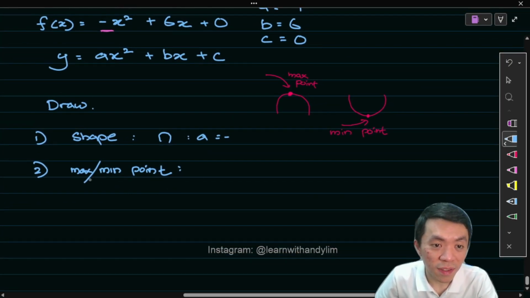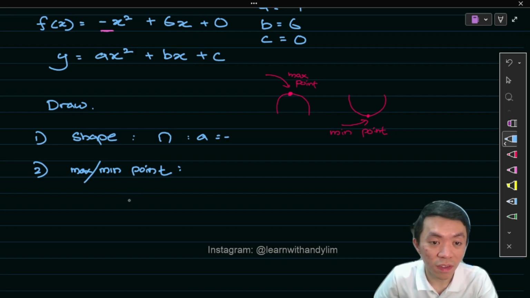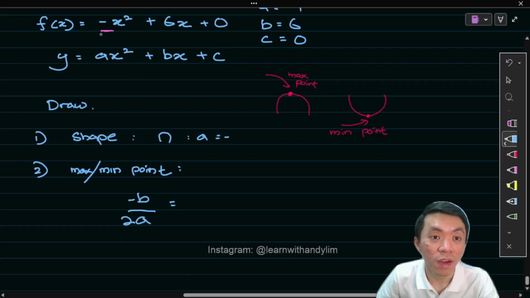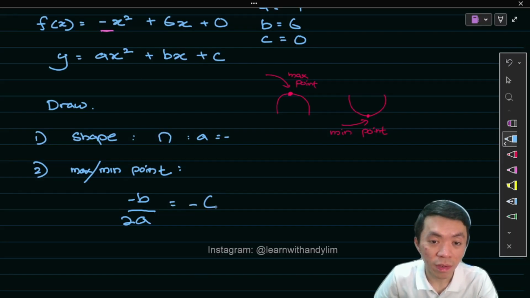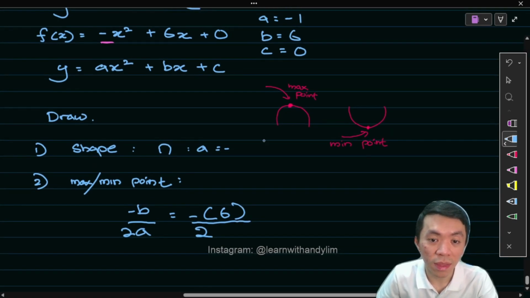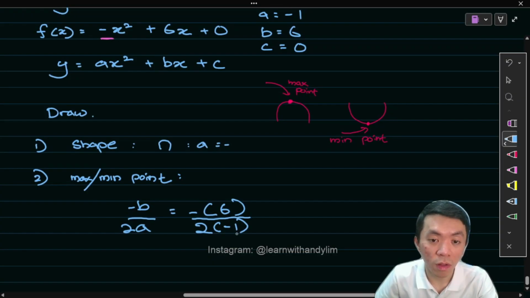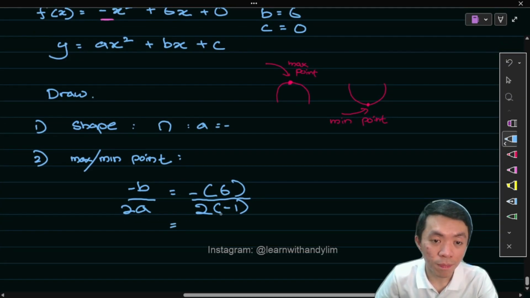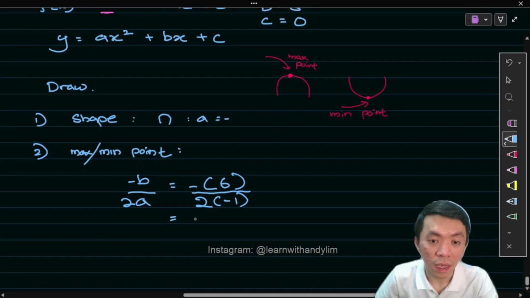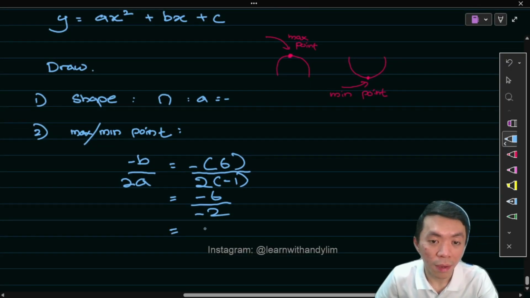For the maximum and minimum point of any quadratic function, it is always given by negative b over 2a. Let's have a look at our function right here. Negative, my b is given by 6, divided by 2 times my a, which is -1. I'm just going to substitute all the values inside. So what do I get here? I have -6 divided by -2. I'm going to get 3.